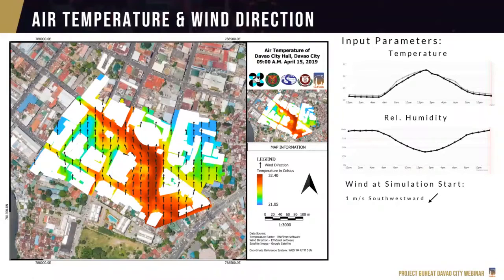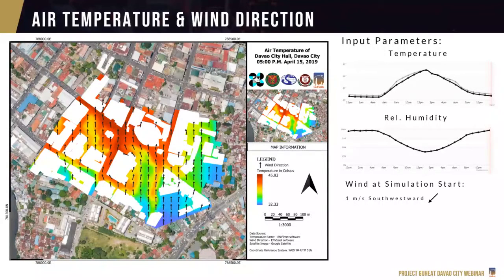This one is an air temperature map of Davao City Hall. This actually is a set of 3 maps showing different times on April 15, 2019. One at 9 a.m., this one right now, another at 1 p.m., and the last one at 5 p.m. Okay, so what can we do with these maps?